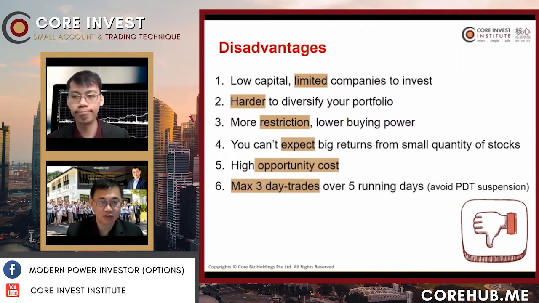A further disadvantage would be that because of the smaller capital you have put in, you cannot really expect very high returns in a short time, all right? Because of the smaller investment you have put in, in terms of absolute dollars, it will be less compared to, let's say, a $50,000 account. A $5,000 return in absolute dollars will be less than a $50,000 account comparatively. Although the return on investment from a small account is going to be higher, okay, because you compare your return over your capital.